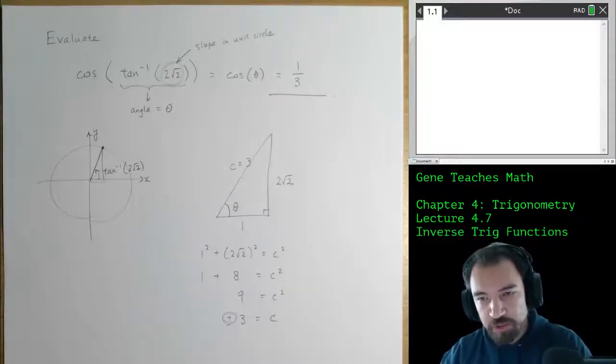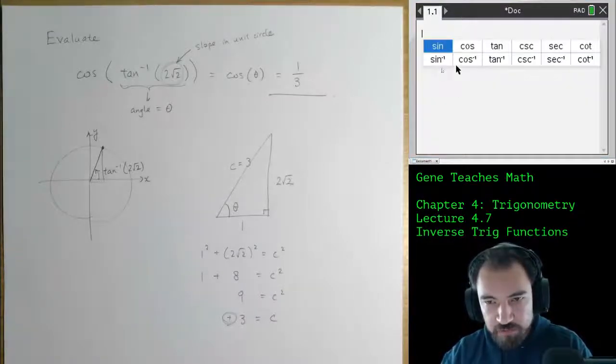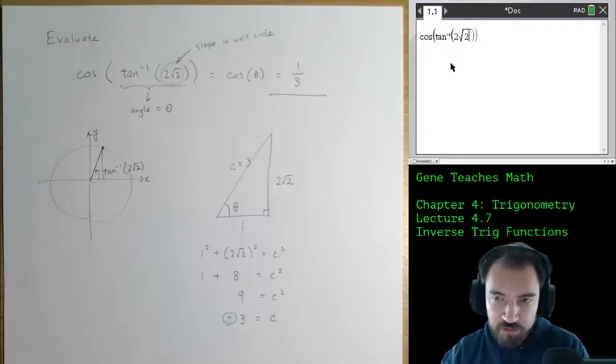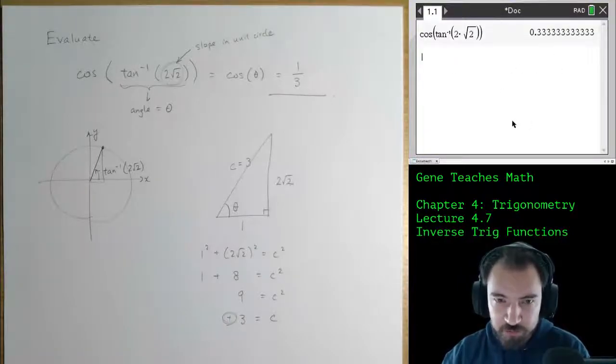And of course, we can confirm in a calculator that if I take cosine of tangent inverse of 2 times the square root of 2, and then hit first approximate, so that's the value, and we know that value, but if I hit exact, I get 1/3.